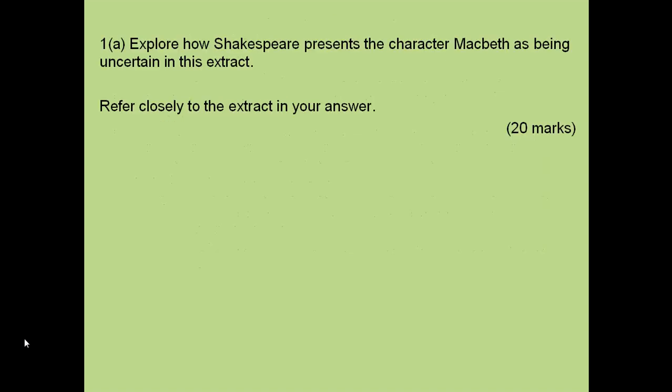So shall we look at a question then? So explore how Shakespeare presents the character Macbeth as being uncertain in this extract. Refer closely to the extract in your answer. So obviously you underline the key parts of it.